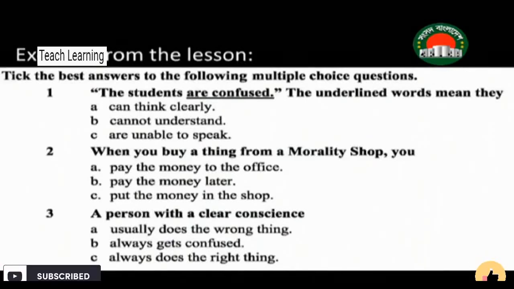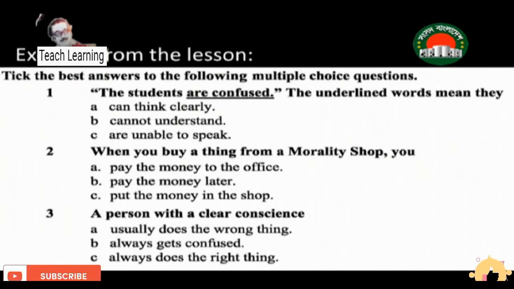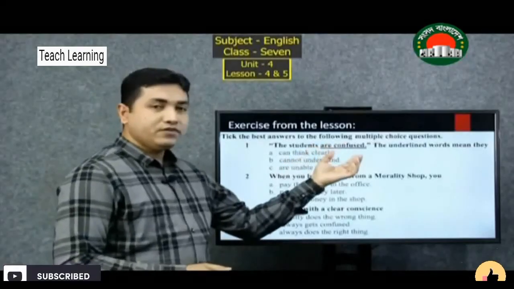Now, let us do some exercise from this lesson. It is multiple choice questions. First one, tick the best answers to the questions following. Number one, the students are confused. The underlined words mean: they can think clearly, cannot understand, are unable to speak. So, are confused means cannot understand.